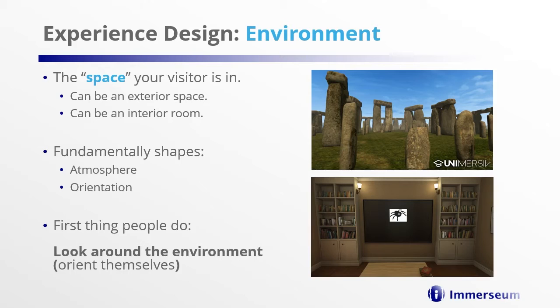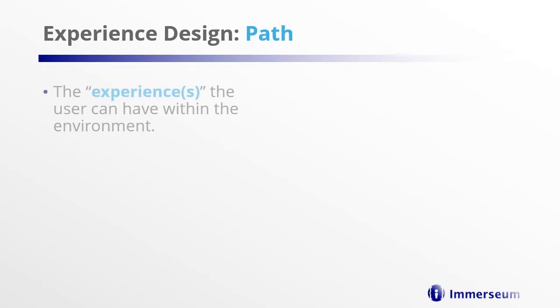One of the techniques for doing that is called signposting, which I'll get to in a brief second. The most important thing about environment is that the first thing people do when they enter a museum or when they enter VR is they look around. That's the first thing that they do. And so the environment shapes everything else. It's the starting point for everything that people do within the experience. Then we get to path.